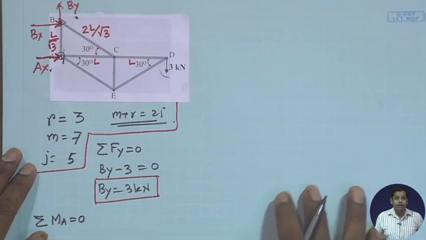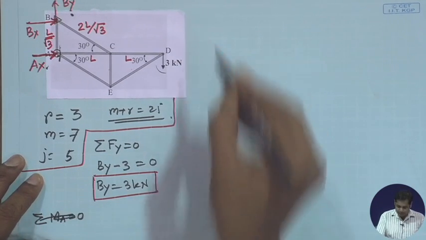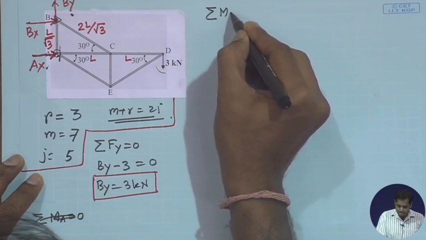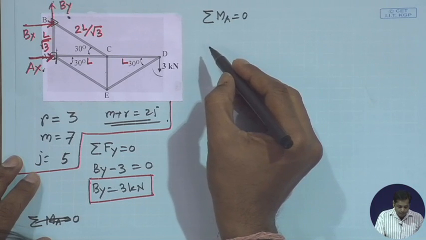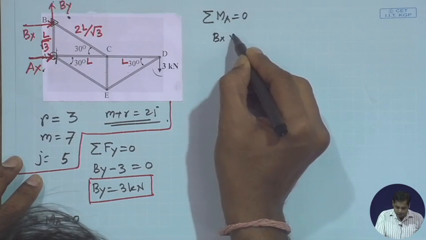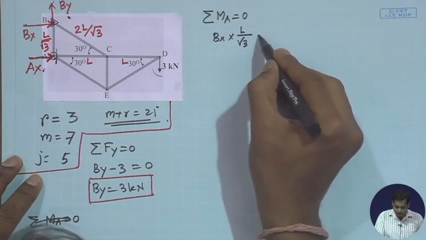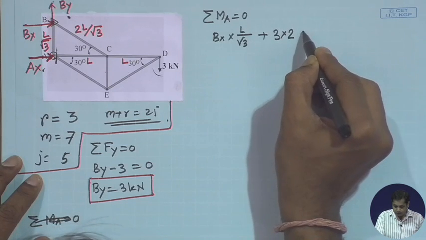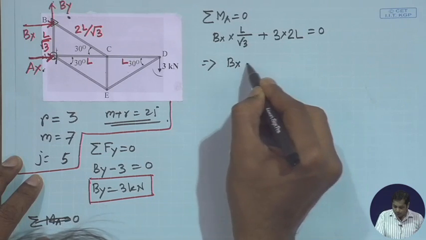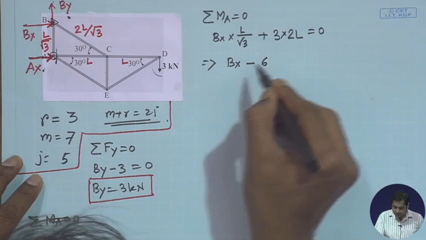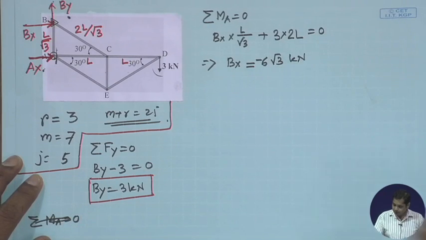Okay. Now summation of M about A is equal to 0. What it gives is Bx into L by root 3, it is positive because it is clockwise, plus 3 into 2L, is equal to 0, and this gives Bx is equal to minus 6 root 3 kilonewton. So this is Bx.